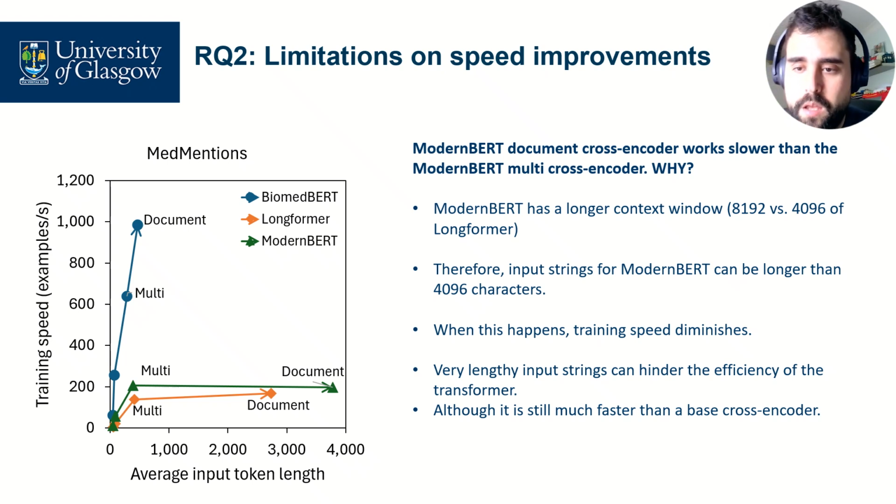Well, ModernBERT, as we mentioned earlier, has a longer context window than the other models. It has double the context window of, for example, Longformer. Therefore, we can provide longer strings for the ModernBERT model, and we have observed that when this happens, training speed diminishes. When we pass strings longer than 4,000 tokens, speed diminishes a bit. Again, this is still much faster than a base cross-encoder, but we should take into account that very lengthy input strings might hinder the efficiency of the transformer-based model. This is something that we just need to take into account.